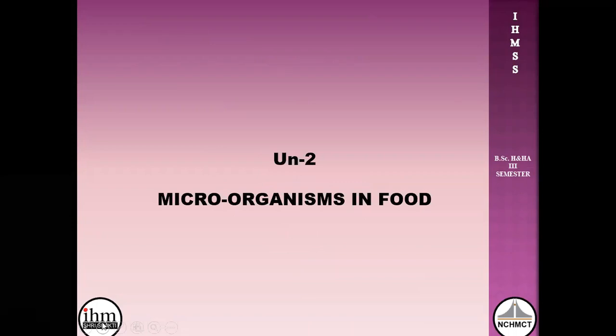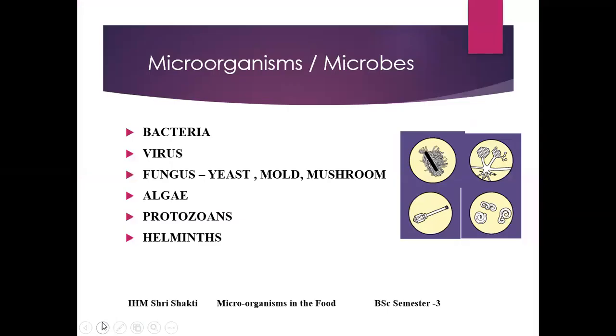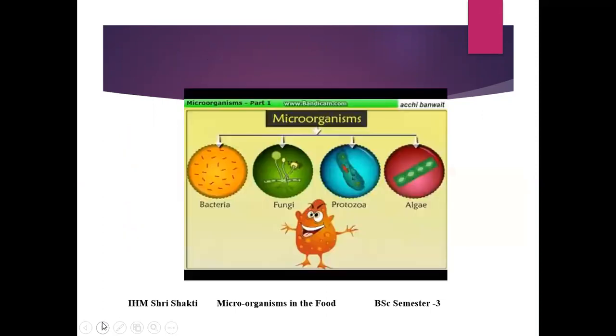Talk about microorganisms. These are tiny organisms which are not visible to our naked eyes, but visible only through a microscope. These microorganisms or microbes are categorized into bacteria, virus, fungus, which is further classified into yeast, mold, and mushroom, algae, protozoans, and helminths. We'll be talking about this in detail today.